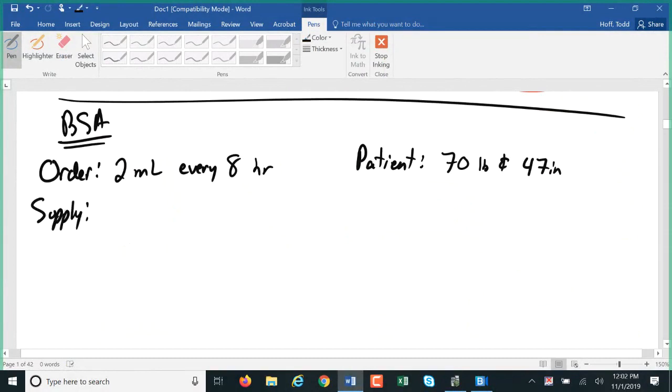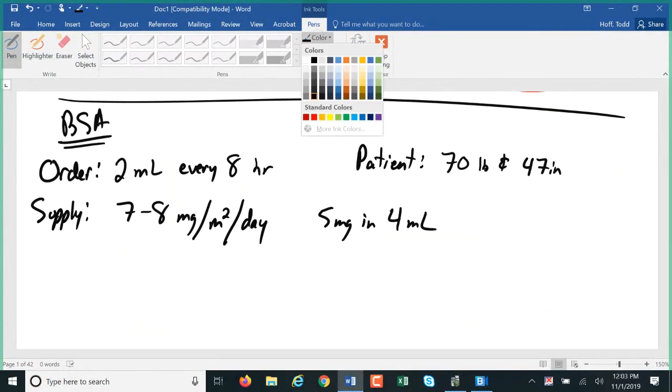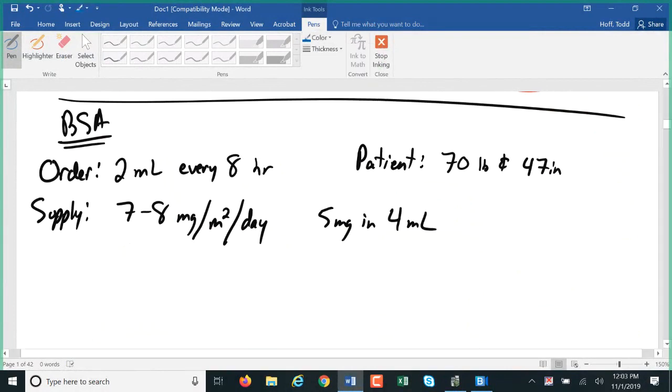Our supply label says 7 to 8 milligrams per meter squared per day. Constituted 5 milligrams in 4 milliliters. So when we're working with body surface area, the first step is not to convert from pounds to kilograms, it's to convert from height and weight into square meters.